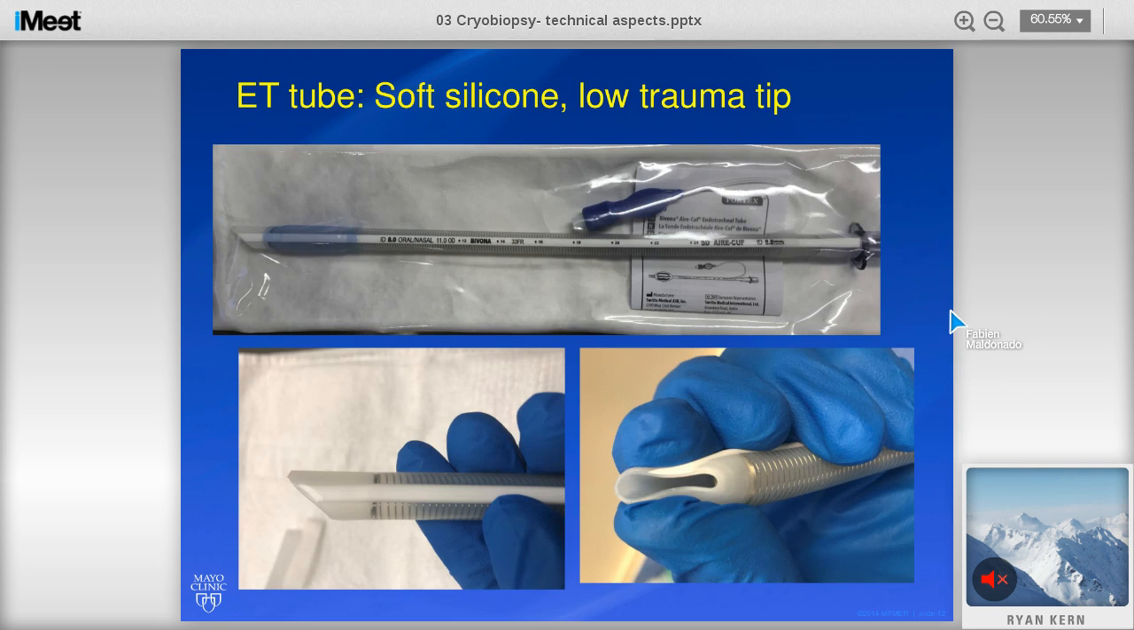And we've found that the type of endotracheal tube makes a big difference if you're going to be fiber optically intubating them with the blocker external to the tube.